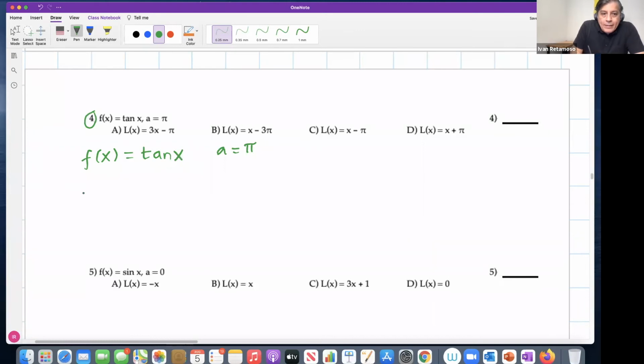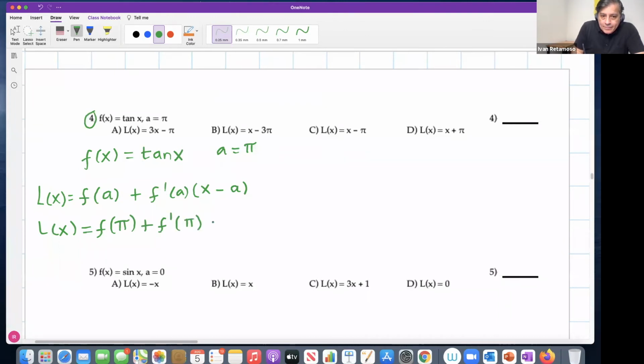How do we proceed? Well, the linearization has a formula, right? The linearization of a function is equal to f of a plus f prime of a, the derivative, times x minus a. So we need f evaluated at pi, plus the derivative of the tangent function evaluated at pi, times x minus pi. We need this guy, we need this guy. Let's compute them on the side.